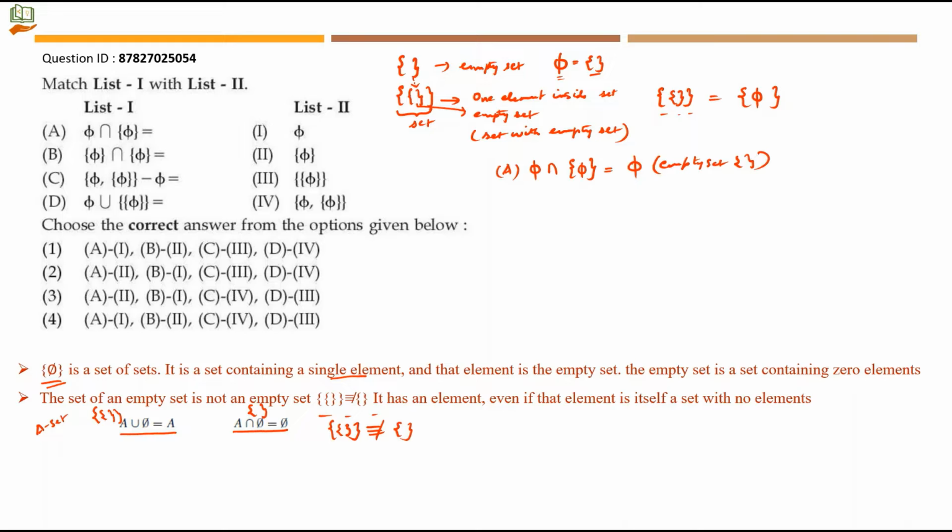Empty set intersection set with empty set will be empty set again. So A will be mapping to 1. We have two options of A mapping to 1, so we rule out 2 and 3.